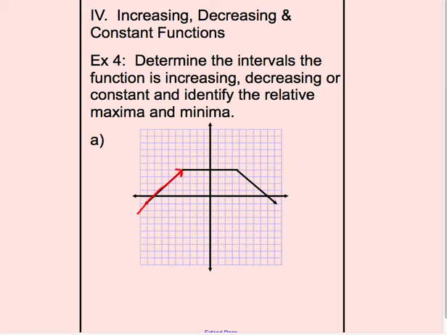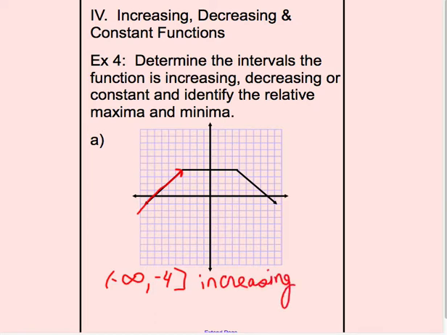So even though the arrow is headed in the other direction, we read graphs the same way we read books and the same way we read math equations, from left to right. So as you're moving from left to right, the graph is going up. So on this interval from negative infinity to negative 4, the graph is increasing.